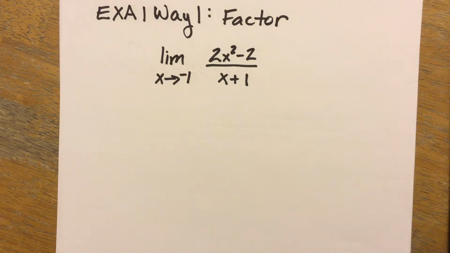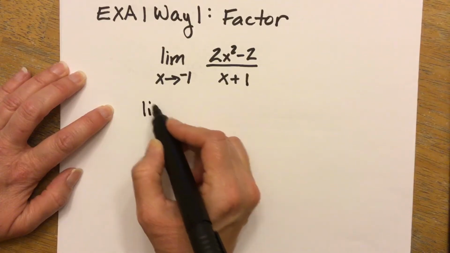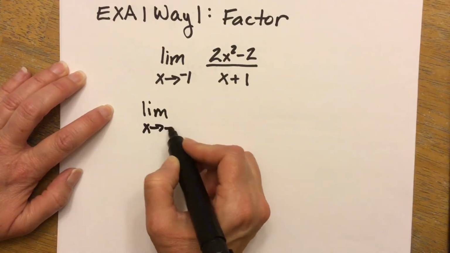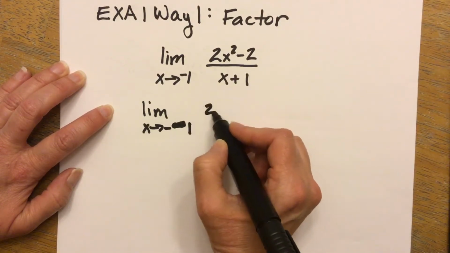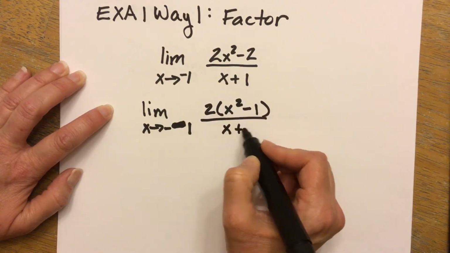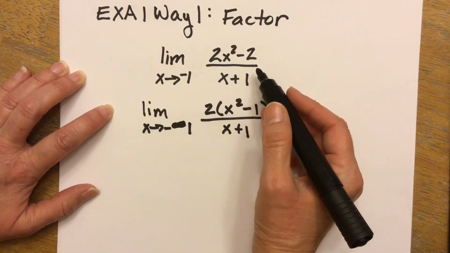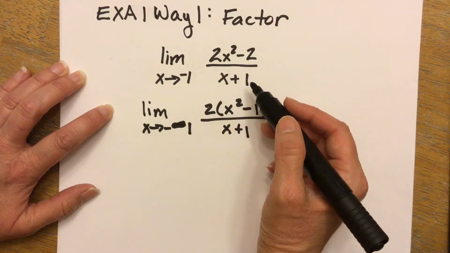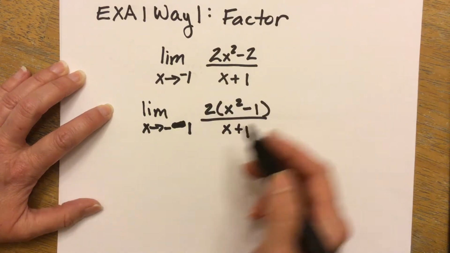This is an old way of doing a limit. And so we're going to factor this. When we factor, if we look on the top, we can actually take out a greatest common factor, and that's 2. So factor out 2, and we'll get 2 quantity x squared minus 1 over x plus 1. Now the problem is here, the limit of the top is equal to 0, and the limit of the bottom is equal to 0. And that's why we have to create a different algebraic form here.